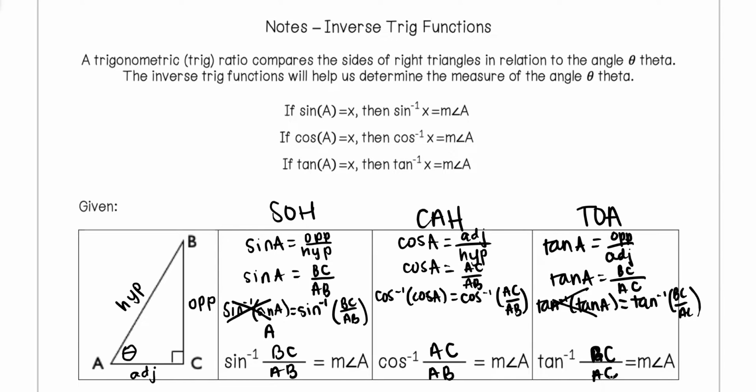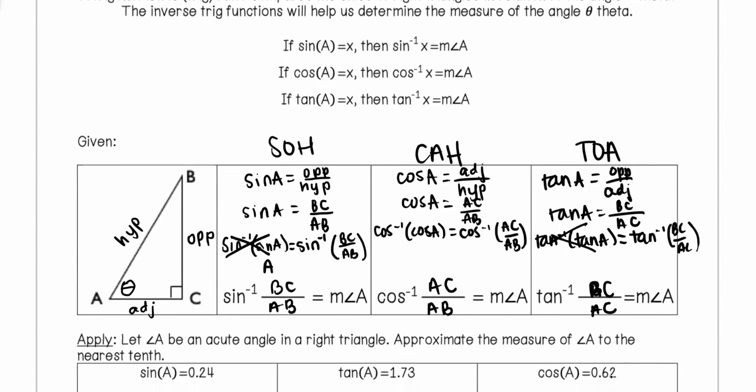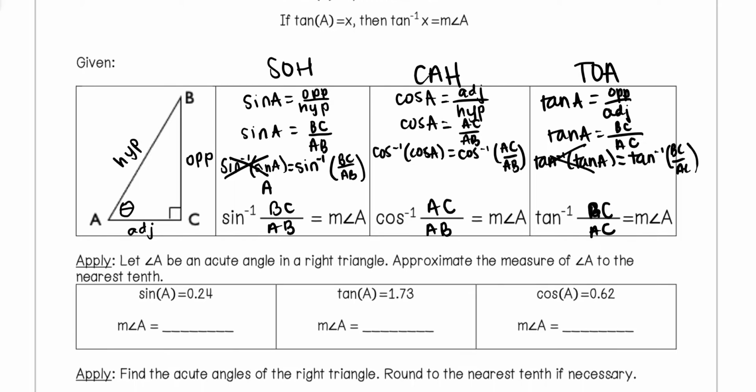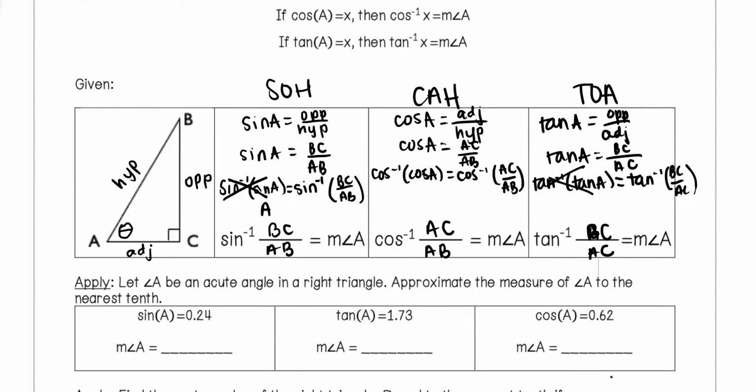So we'll do this with some actual values to hopefully solidify what we mean by this. So in this example it says let angle A be an acute angle in a right triangle. Approximate the measure of angle A to the nearest tenth. So since we're given that sine A is equal to 24 hundredths, we just want to get the measure of angle A alone.